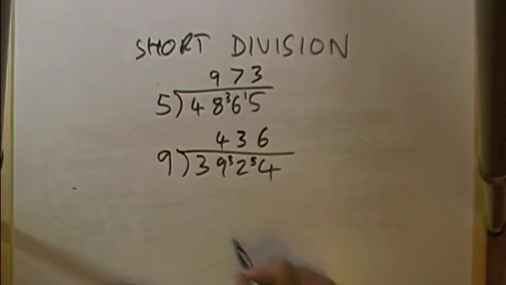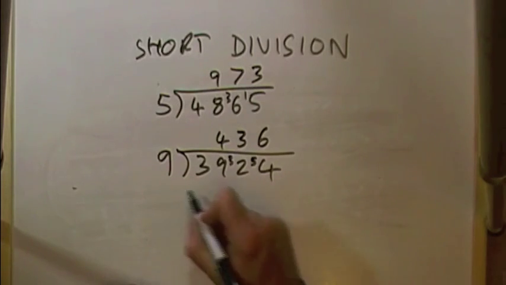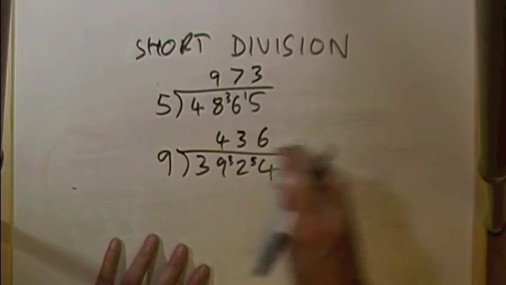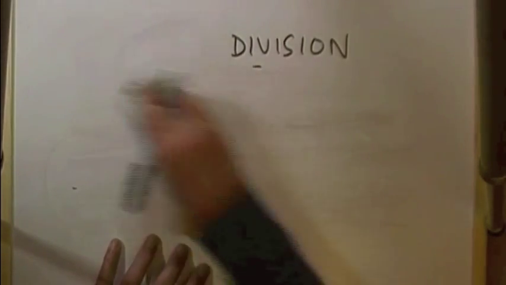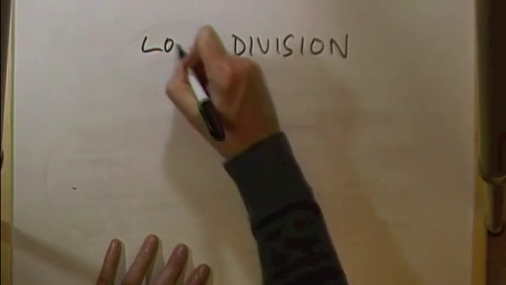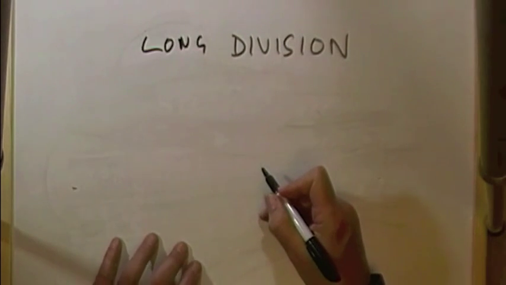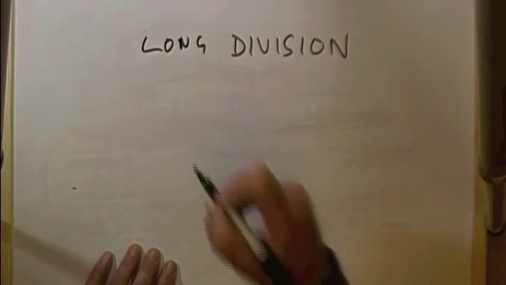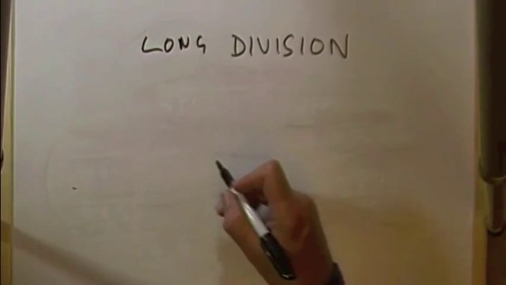Short division. I know my multiplication table. I don't need to work it out. I don't need to subtract it. And that's the difference with long division. Long division is exactly the same process. The only difference is I don't know that multiplication table.